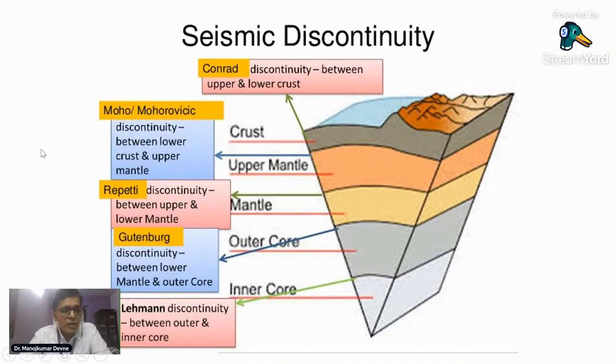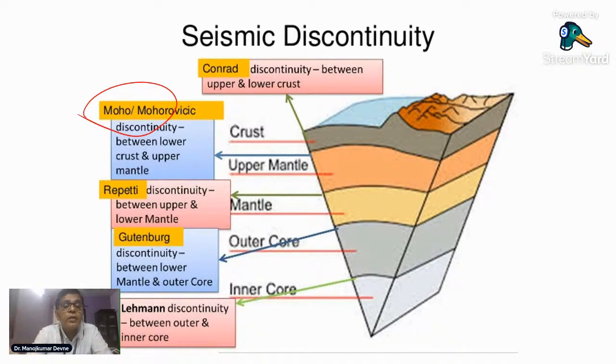Two of these discontinuities have already been seen earlier, but we'll be repeating all of them once again, one by one. As far as the crust is concerned, you'll see that the crust further tends to be divided into the upper crust and the lower crust. And the division between them is identified by what is called the Conrad discontinuity. Between the crust and the upper mantle, we have already seen Mohorovicic, nowadays abbreviated as the Moho discontinuity. This is the Moho discontinuity, between the lower crust and the upper mantle.